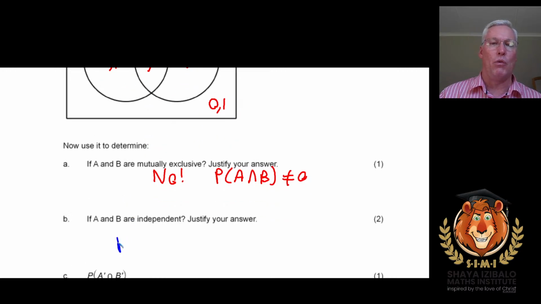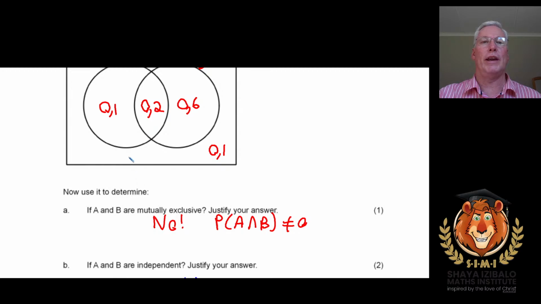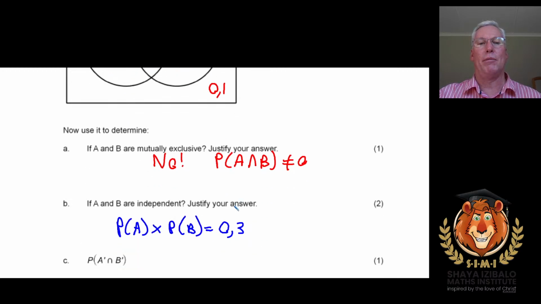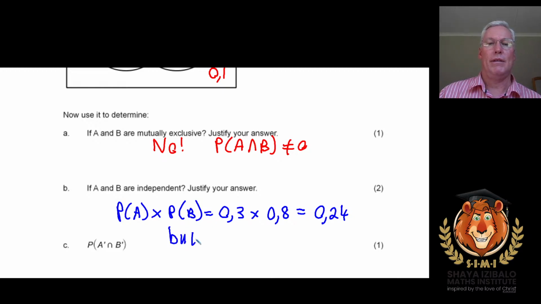So let's work out what is the probability of A times the probability of B. I'm just going to show you again. 0.3 is the probability of A times 0.8, the probability of B. And that comes to 0.24. All right. But we were told that the probability of A and B is 0.2.